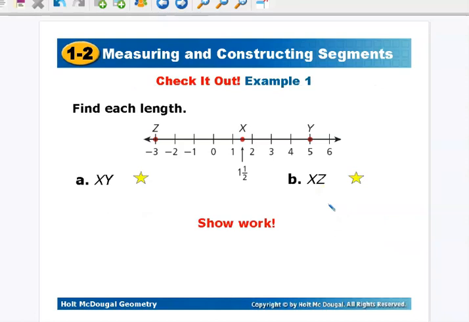Okay, let's try another one here. And again, you see I'm telling you, right here, show your work. Okay, this is practice time. Show that work with these notes. So the distance between X and Y. Okay, now X is partway between 1 and 2, so we're going to label it as 1 and 1/2. Some of you may prefer to use decimals, 1.5, and I'm okay with that, just as long as you're showing this work.